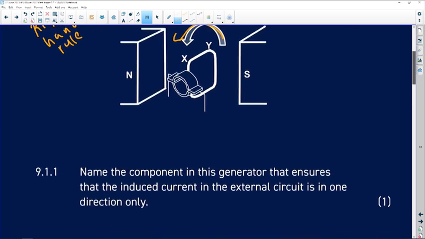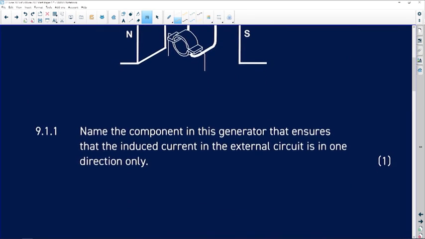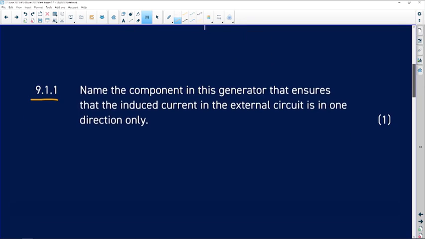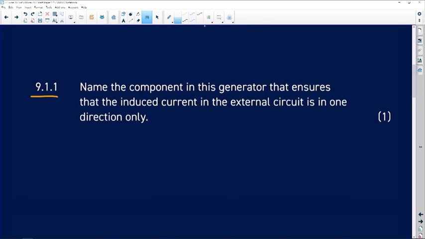Now let us look at our questions here. You must name the component. This is 9.1.1. We are asked to name the component in this generator that ensures that the induced current in the external circuit is in one direction only. This can only be a split ring. So your answer here will be a split ring.